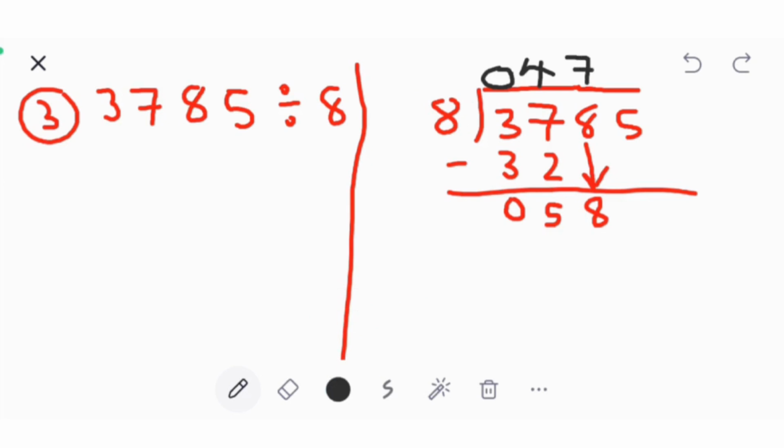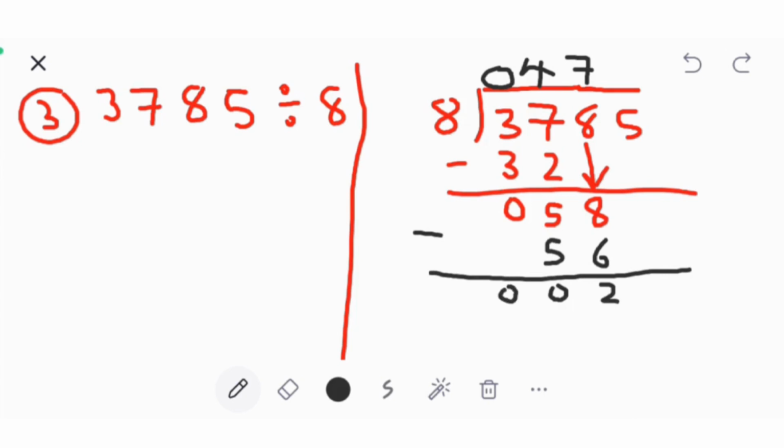Because 8 times 7 is 56. You can't use 8, because 8 times 8 is 64, and 64 is bigger than this 58. So that is why it is 7. Then you multiply 8 times this 7 that I wrote just now. That will give you 56. You write 56 at the bottom. Then you subtract. 8 minus 6 is 2. 5 minus 5, 0. Then you bring down this 0.